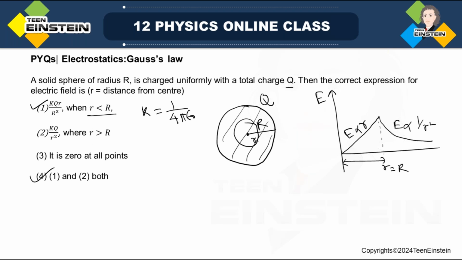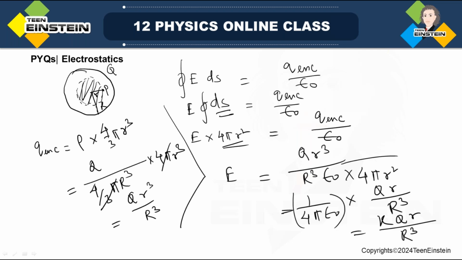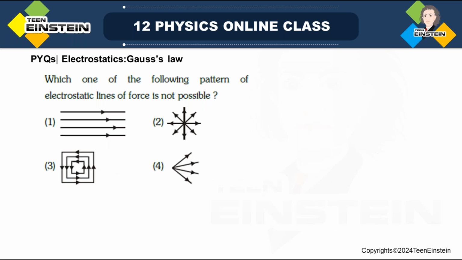Okay, so this is for an inside point, we have got the same thing. And for an outside point, the whole charge itself will be enclosed by the surface area. So in that case, it will be 1 by 4 pi epsilon naught, Q by small r square itself. So this is actually the field inside a solid sphere. Okay, let us go to the next problem.